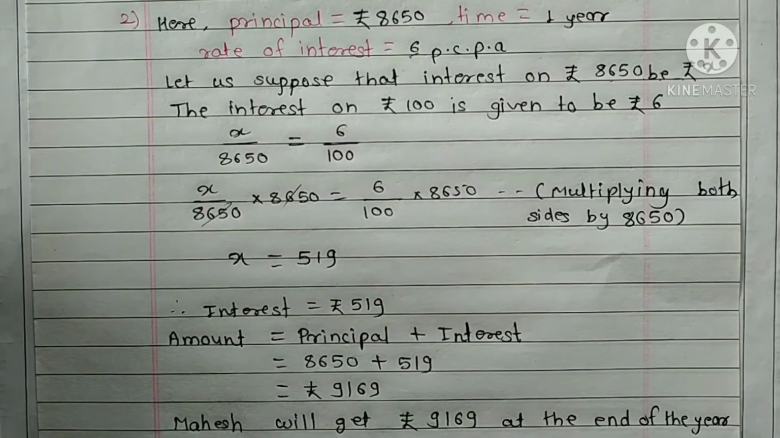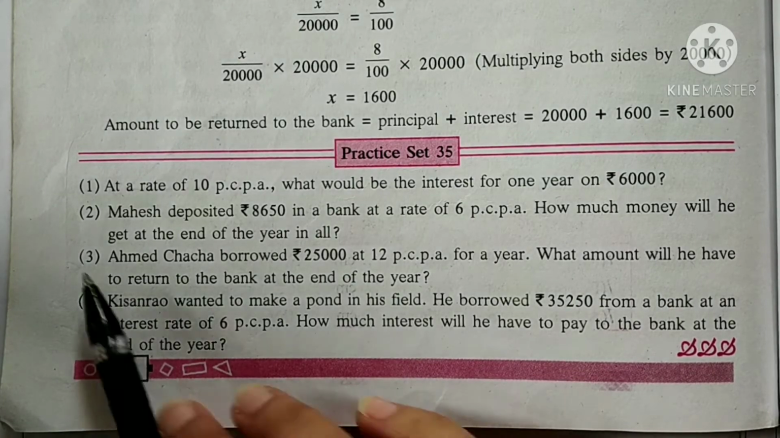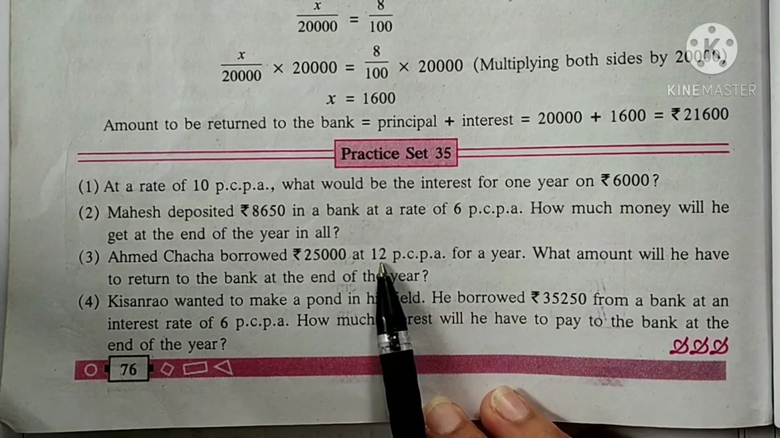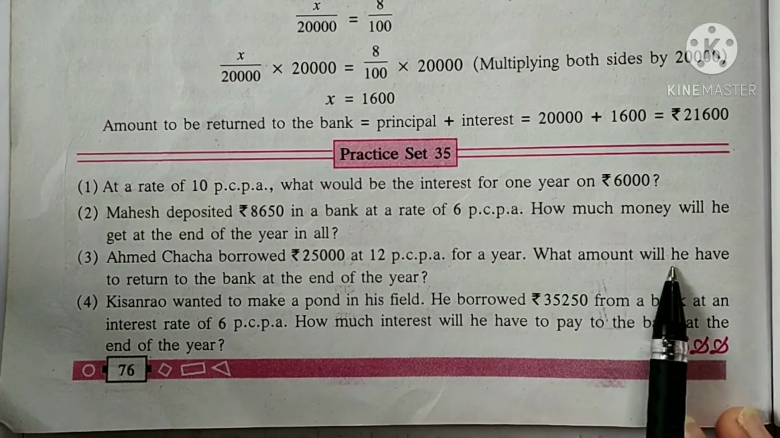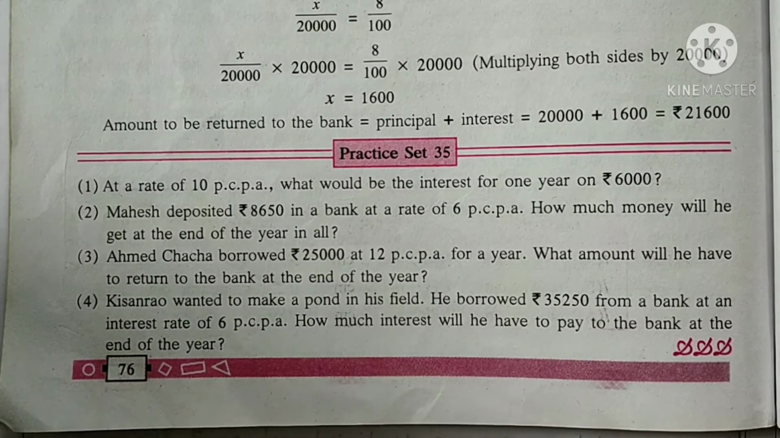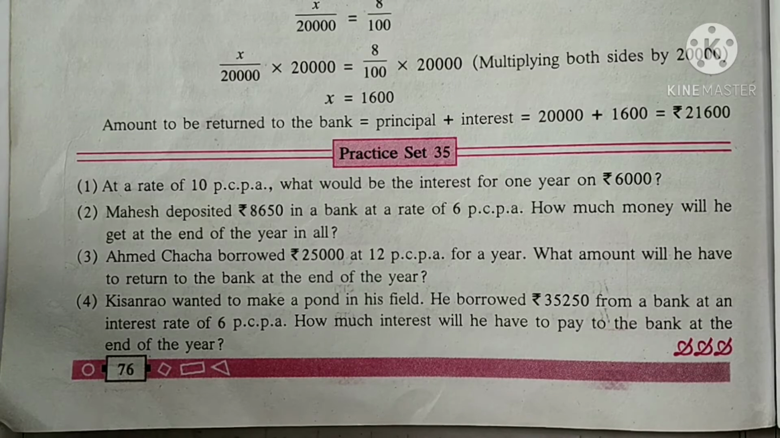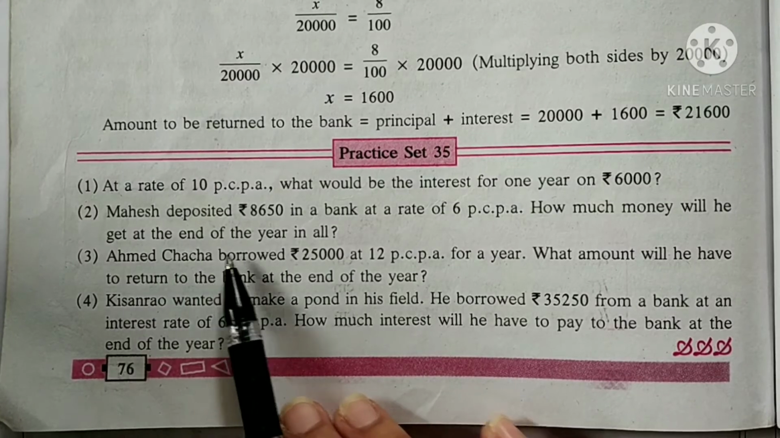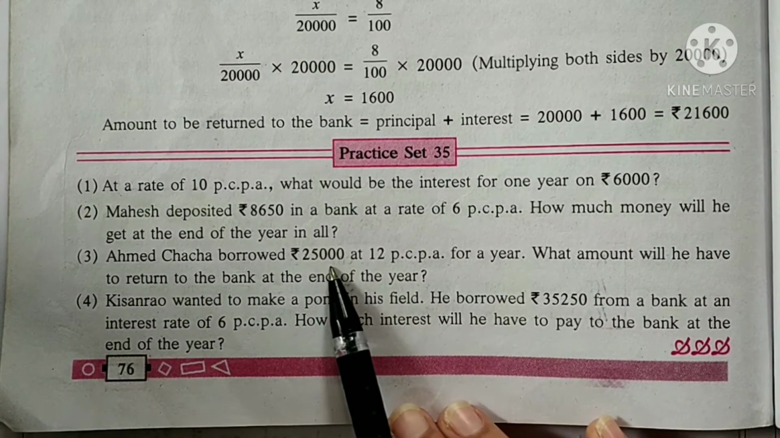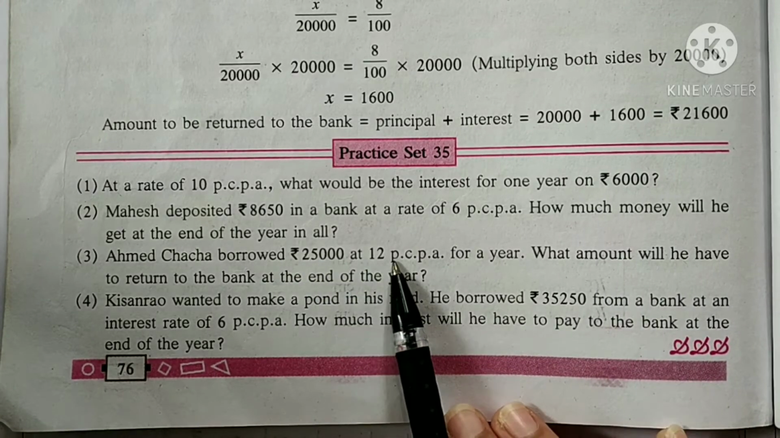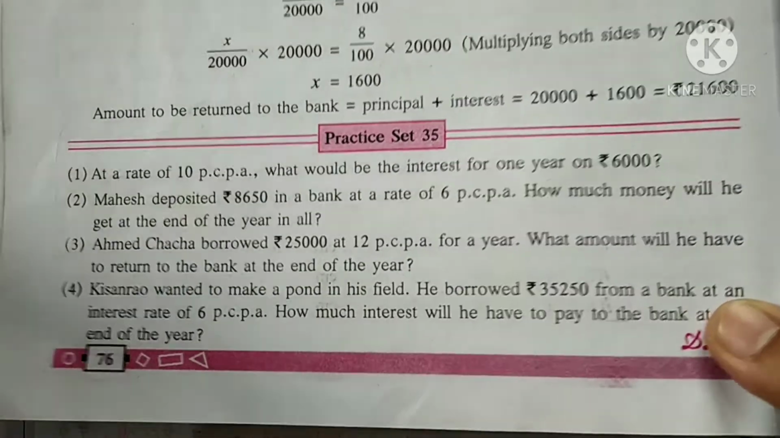Now we see next example. Now see third example. Ahmad Chacha borrows rupees 25,000 at 12 PCPA for a year. What amount will he have to return to the bank at the end of the year? Here also we have to find amount. So first we have to calculate interest, then find amount. See here, Ahmad Chacha borrows rupees 25,000. That means principal is rupees 25,000 and at 12 PCPA, that means rate of interest is 12.